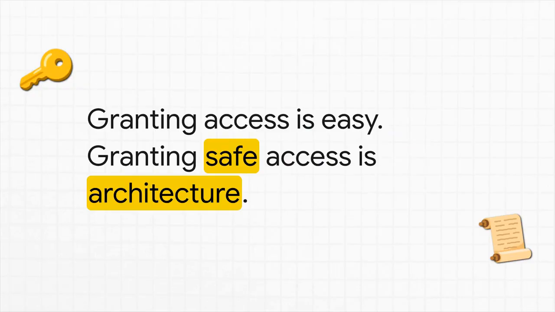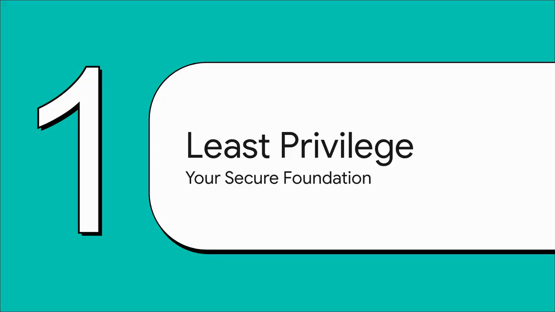And that right there is the heart of it. Look, anyone can create a user account and give it admin rights. That's easy. It's just a few clicks. But actually designing a system that gives the exact access someone needs for only the exact amount of time and with a full audit trail, that's not just a quick fix. That is architecture. It's all about being intentional instead of just being reactive. So, how do we build that intentional design into our systems?